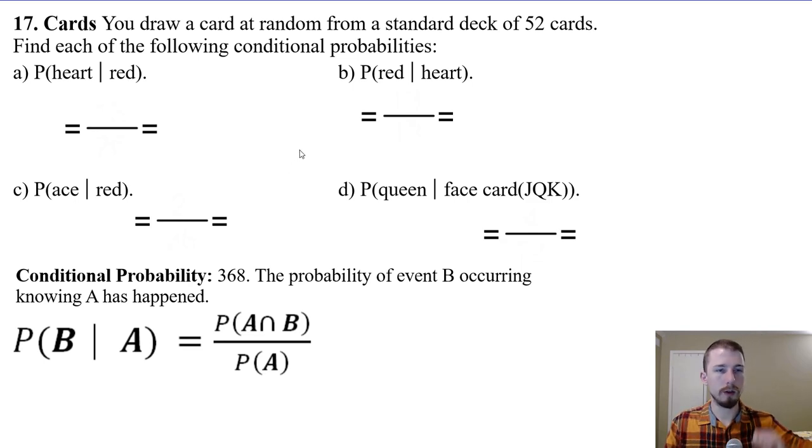Cards. Okay, so this one's going to be challenging. It's going to make you think a little bit, but it's good for you. These are all conditional probabilities. So we have to remember our rule for conditional probabilities. We have the intersection of both occurring divided by the probability of event A, which was the one that we were told happened. So that's going to be our new denominator.